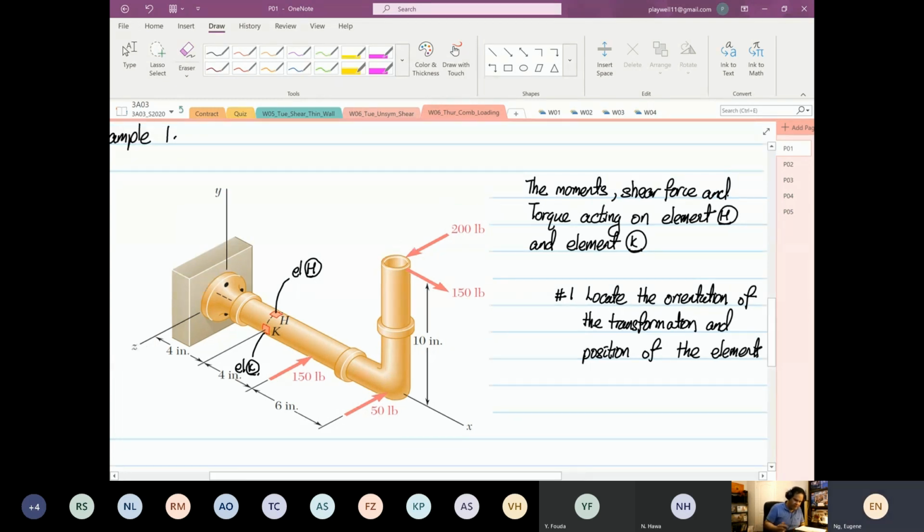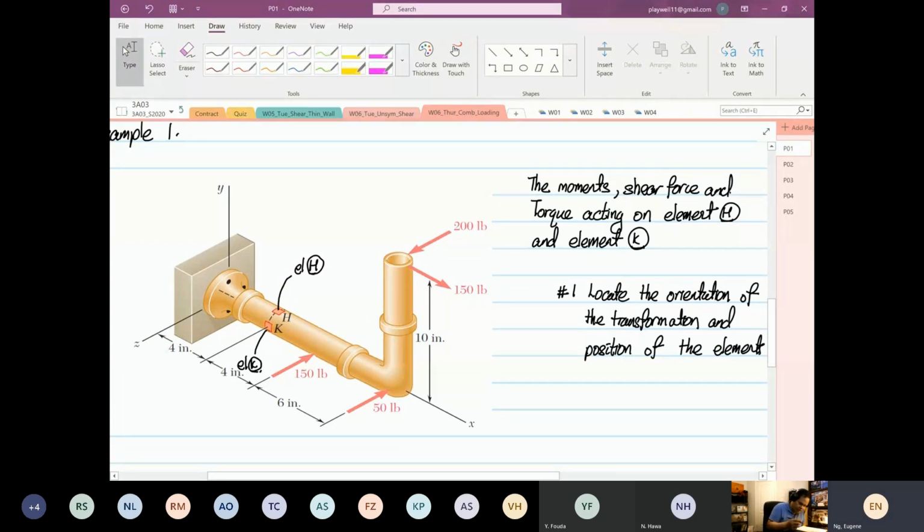So we have identified the position of the elements. Next, we're going to identify the position of transformation. So we know that this will be X, Y, and this is Z. We are following whatever is given to us over here. X, Y, and Z.